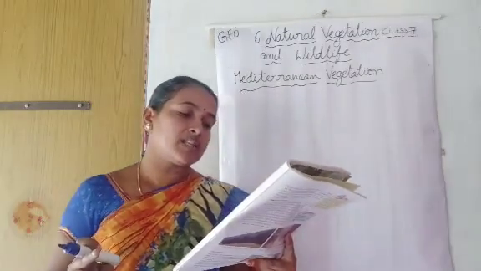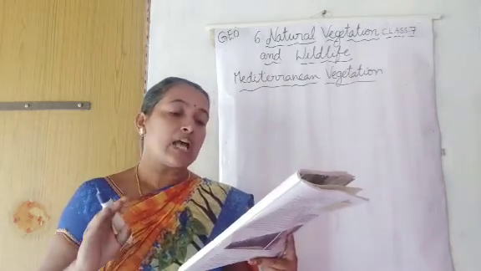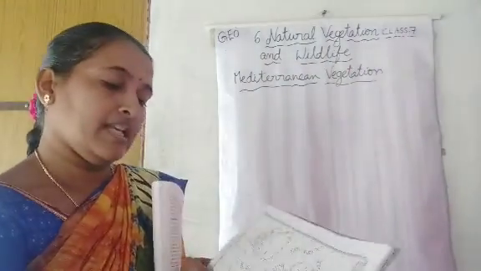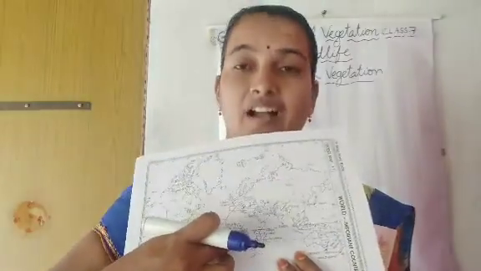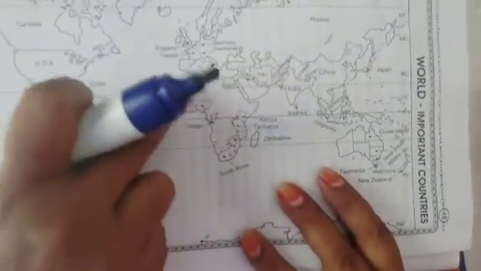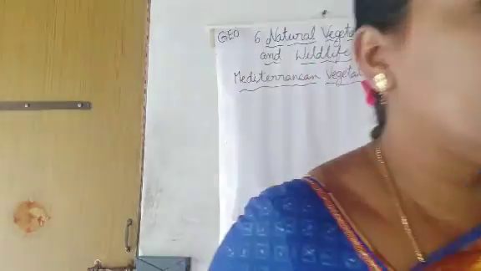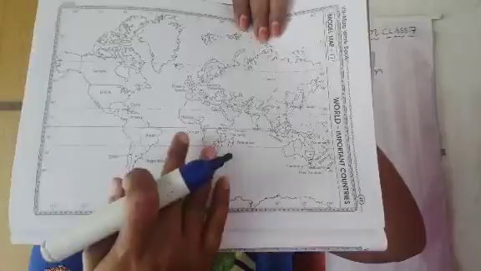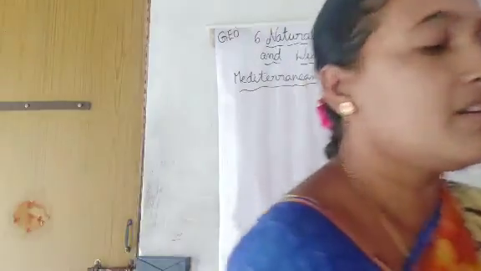This kind of vegetation is also found outside the actual Mediterranean region, in California in the USA and Southwest Africa. Southwest Africa means, see, this is Africa, and this side, children, is the southwest. In all the continents, on the southwest side, that means the left side, you will find this Mediterranean vegetation.